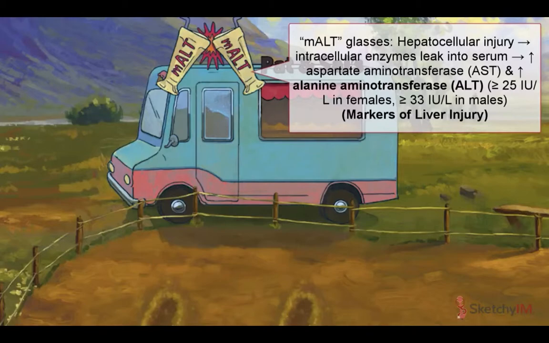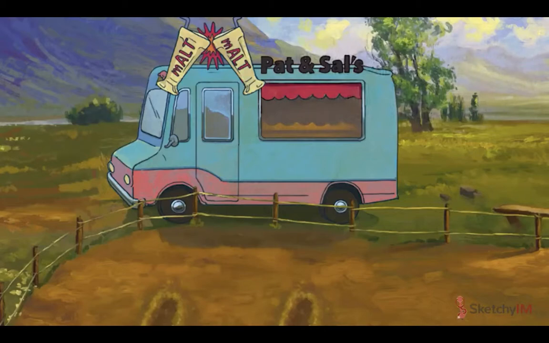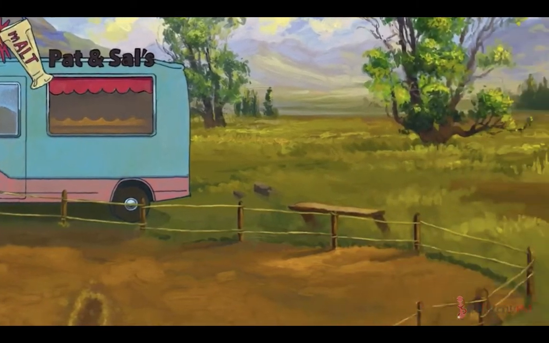Both AST and ALT are intracellular enzymes, normally contained within hepatocytes. But when hepatocytes are damaged, they leak into the serum. At Sketchy, elevated malt glasses are our recurring symbol for elevated ALT, while that perpetual toast represents elevated AST. There's considerable debate about the optimal upper limit of normal for ALT and AST. According to the guidelines, a normal ALT is below 25 in females and 33 in males, lower than the upper limits used by many laboratories.